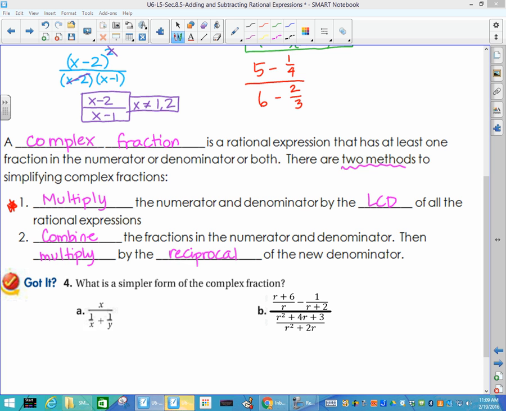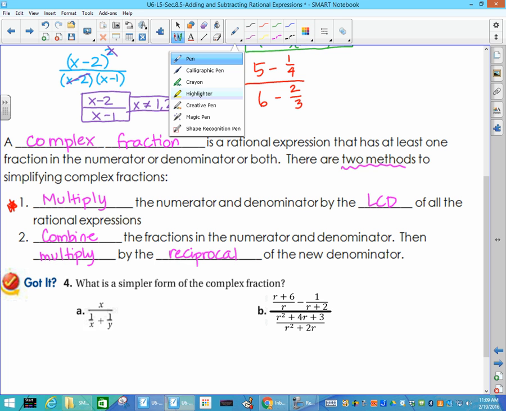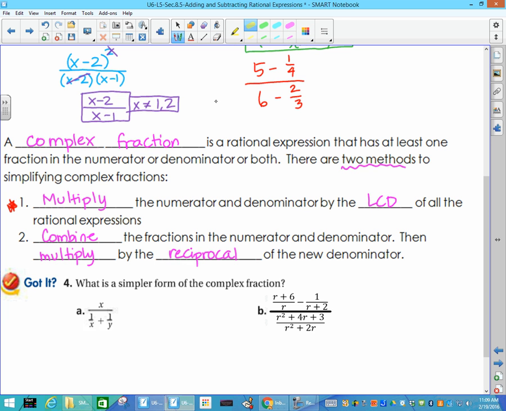If I have 5 minus 1/4 over 6 minus 2/3, I'm going to multiply the numerator and the denominator by the LCD. I want you to tell me what the denominators are. What's the denominator of 5? It's a 1, so I don't have to worry about it. What's the denominator here? 4. Again, 1, so I don't have to worry about it, and a 3. So the only denominators I have to worry about finding the LCD of are 3 and 4. And the LCD, or the LCM, of 3 and 4 is 12. So I'm going to multiply the top and bottom by 12.